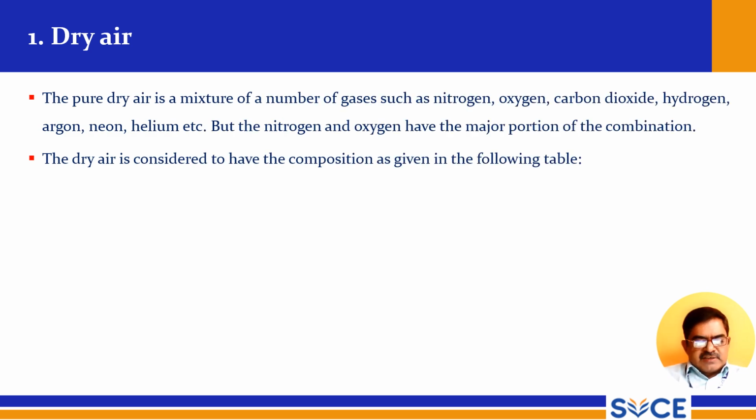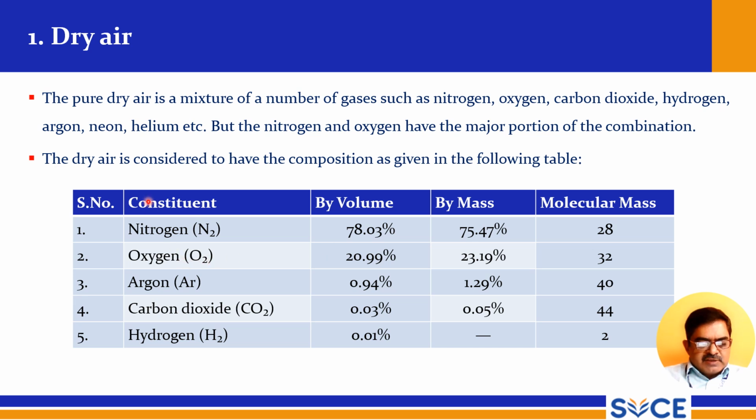First let us see what dry air is. Dry air is without vapor, without moisture, without humidity. Pure dry air is a mixture of a number of gases such as nitrogen, oxygen, carbon dioxide, hydrogen, argon, neon, helium, etc. There are many compounds in dry air, but nitrogen and oxygen form the major portion of the combination. Nitrogen is the major compound in dry air, at around 79 percent, and dry air is considered to have the composition given in the following table. You can see here these are the major compounds.